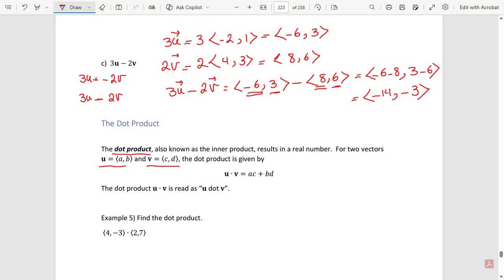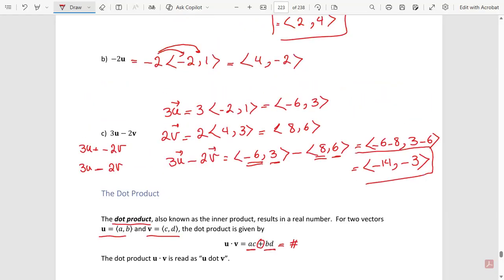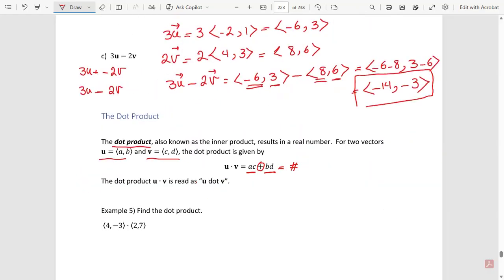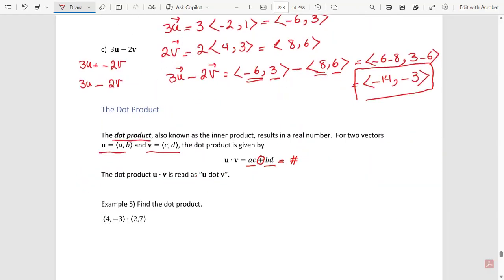Why? Because after multiplying the horizontal components and multiplying the vertical components, we need to add them together. So we will add up. When we add them, we just end up with the number. That's it. So the answer for the dot product is not a vector anymore. When we add or subtract, we always end up with the vector component, vector component. But for the dot product, we just end up to a number.